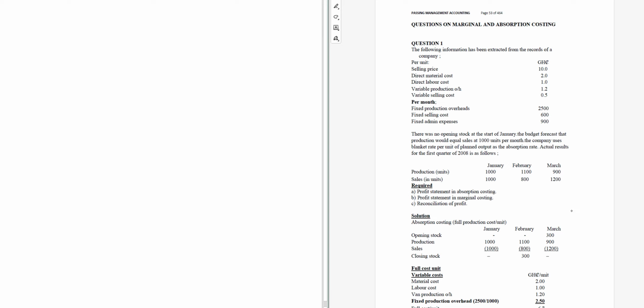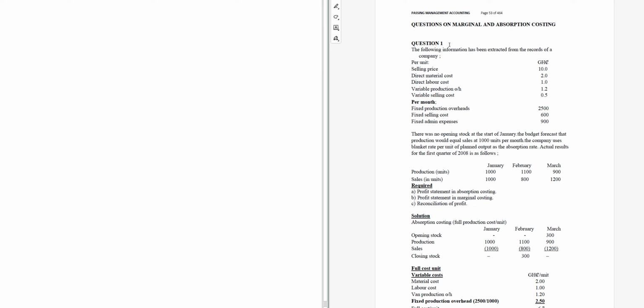Hello guys, so in this session we will be solving some questions on marginal and absorption costing. I think when it comes to marginal and absorption costing, usually you are not going to get it as you are seeing here in most questions, but what you are going to be getting is that it will be mixed up as part of a full question. But here we will be solving marginal and absorption costing questions just to get a hang of it. So we look at this question.